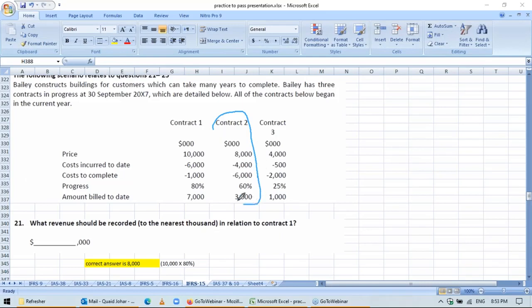In case of contract 2, what cost has been incurred till now? 4,000 has been incurred till now, and 6,000 is further to be incurred. So the sum of these two is 10,000. The sum of cost is 10,000, and the revenue expected is 8,000. So the revenue is less than cost, so a 2,000 loss is expected. So the loss needs to be recognized immediately in this case.